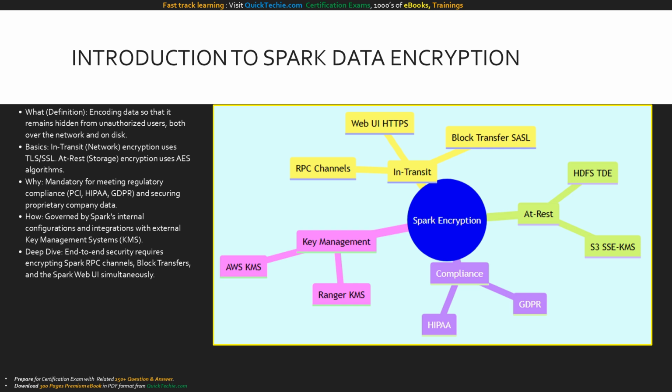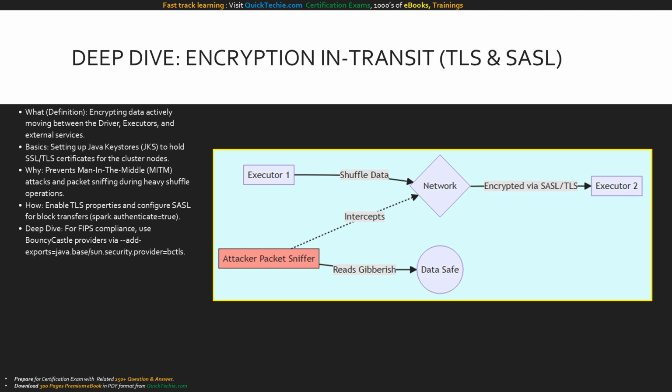or AWS KMS. Let's deep dive into encryption in transit. This is about securing the data actively moving across your network. The foundation requires generating Java key stores, or JKS, that contain trusted TLS certificates for your cluster nodes. Why is this critical? During a Spark shuffle, terabytes of data are blasted across the network. Without TLS, a compromised node could sniff those packets and steal raw data, a classic man-in-the-middle attack.